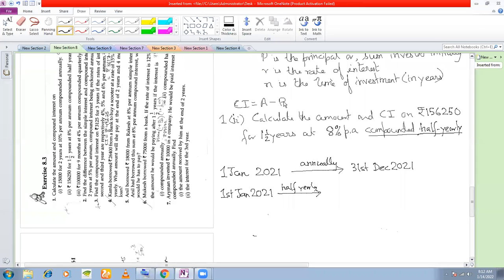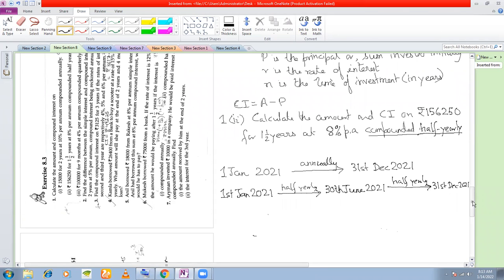Then he will get interest twice. When? First he will get it in June, that is 30th June 2021, he will get one interest, and then he will get another interest on 31st December 2021. Clear with the concept of half yearly?